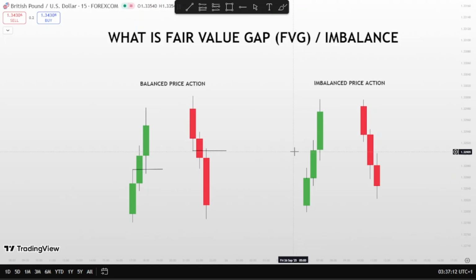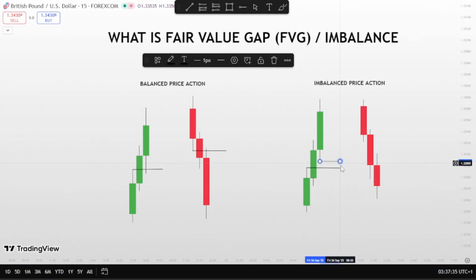Unlike this, let me show you this example. This is a fair value gap because there's a gap in between them. Let me mark it out. This is the first candle, this is the second candle, and this is the third candle. This is the high of this first candle here, and then this is the low of the third candle here. You can see that they did not overlap, unlike this one.